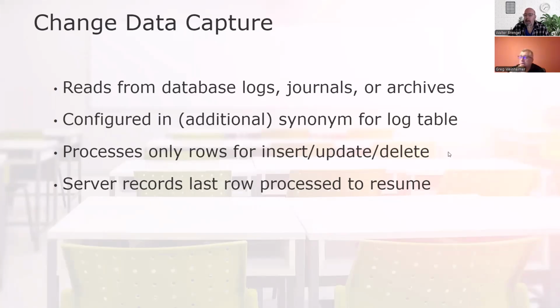And how do we do that? With Data Migrator, we'll read the database logs, the journals or the archives. The reason it says logs, journals, and archives is because depending on the database you're talking about, they call them all something different. We'll just call them logs. What we'll do to get that data from the logs is we will create a synonym, a master file, for that log table.